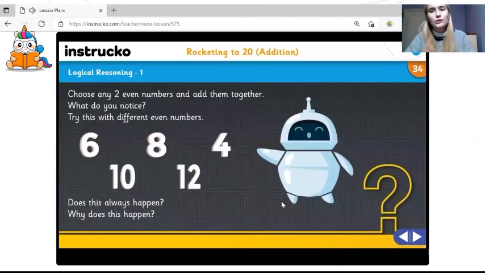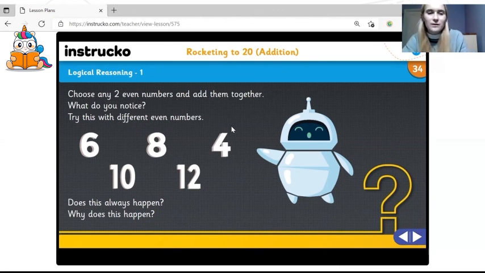Finally, we have our logical reasoning tasks. So logical reasoning is basically a thinking task which you've got to think in your head for, and it's always good to have a pen and some paper for these activities so you can write down these numbers on the piece of paper. So for instance, for this task we have to choose any 2 even numbers and add them together. What do you notice?